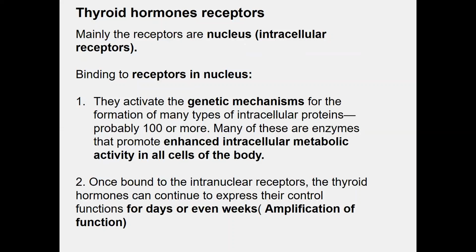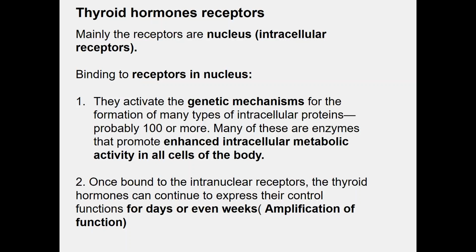The second type of hormones which act on intracellular receptors is the thyroid hormones. Thyroid hormones mainly bind to the nuclear receptors, and the binding of thyroid hormones to the nuclear receptors will lead to two things. First of all, it will activate various genes like the steroid hormones, and these genes are required for controlling the metabolic activity in almost all cells in our body.